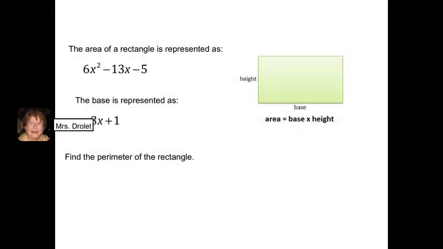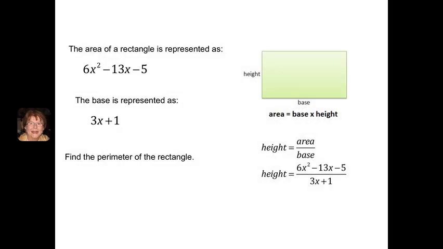What math did we learn when area is involved? Well, we know that the area is base times the height. Remember, we need the height. In order to get the height, I can divide the area by the base. That will give me the expression that represents the height.